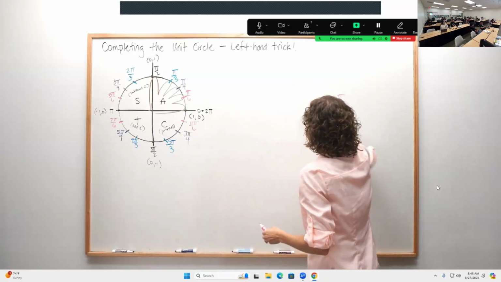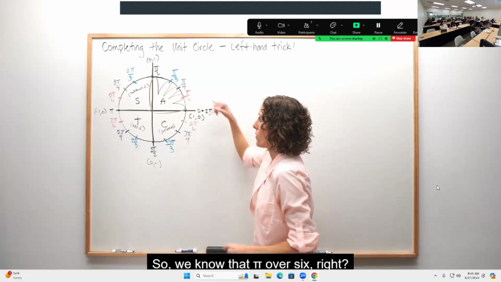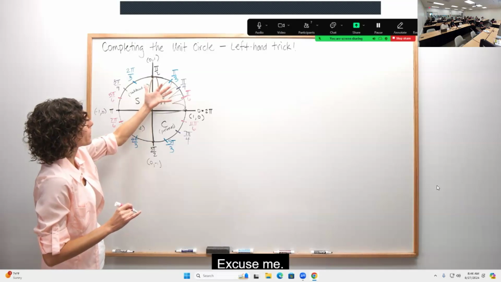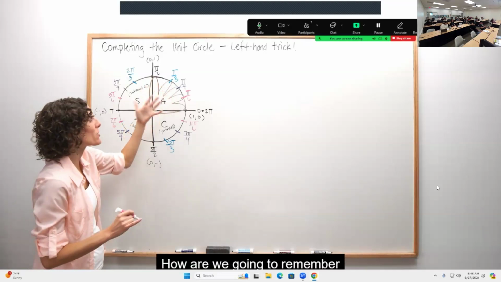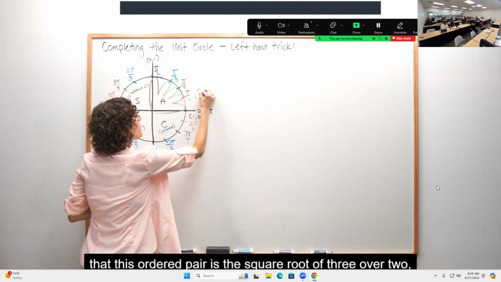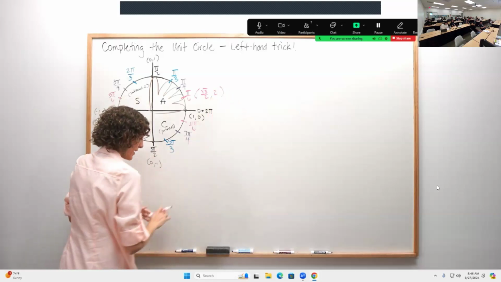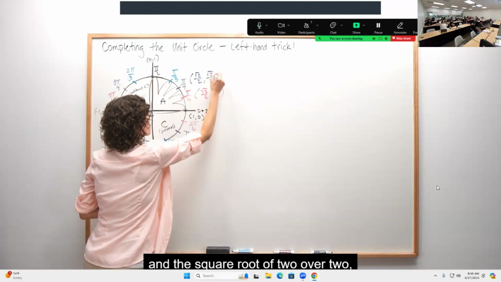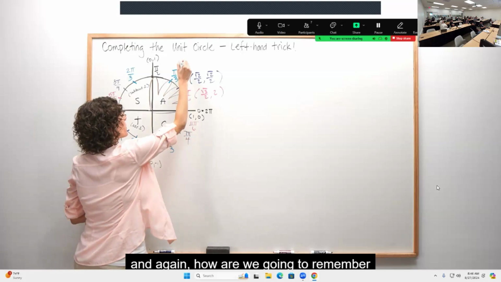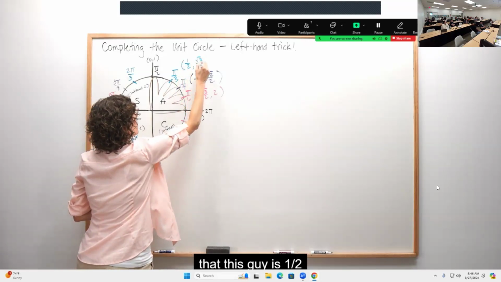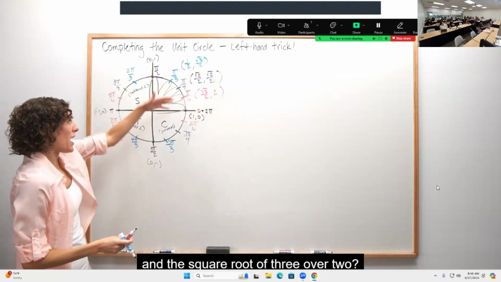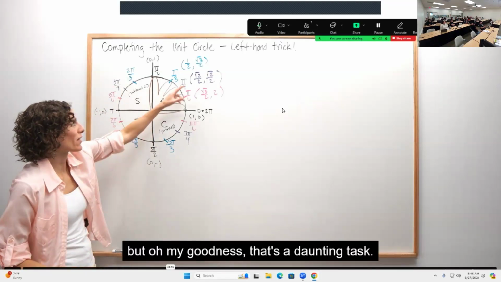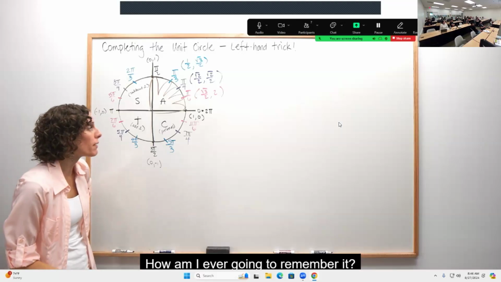So now that we've figured out and completed our unit circle, let's go ahead and add in our values to help us out. So, we know that pi over 6, ready? We've got 2, 3, 4, 6, and 0. How are we going to remember that this ordered pair is the square root of 3 over 2? She meant to write 1 half there, not 2. This is the square root of 2 over 2 and the square root of 3 over 2. And again, how are we going to remember that this guy is 1 half and the square root of 3 over 2? I'm pretty comfortable in figuring out which one's the radian measure. I can add, no problem. But oh my goodness, that's a daunting task. How am I ever going to remember it?